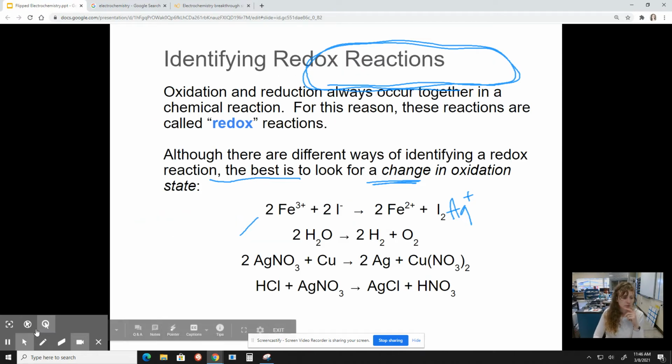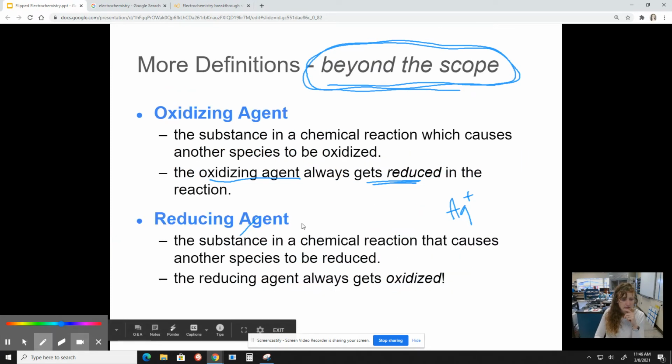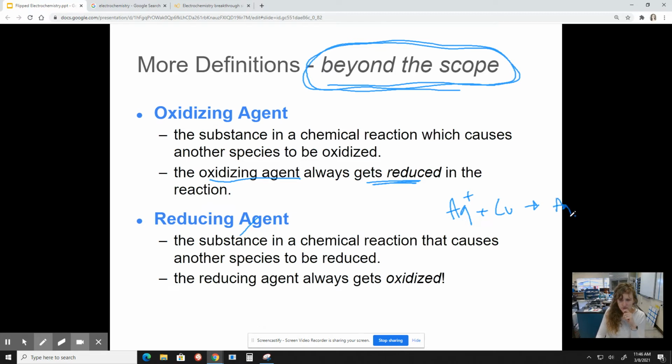And copper, we were using copper, okay. Silver plus copper goes to silver plus copper as different ions. So for example, silver is going to go from a 1 plus to a 0, and that means it has gained electrons, so it is reduction. Well, if silver has been reduced, then it is the thing that is oxidizing copper. So silver is reduced, it is the oxidizing agent.